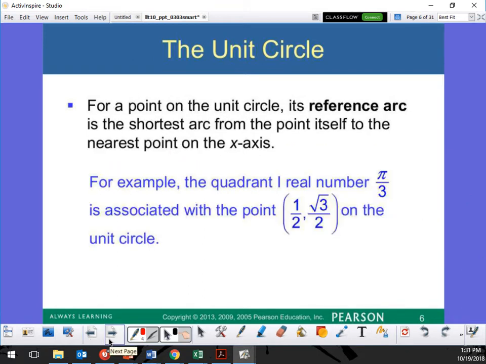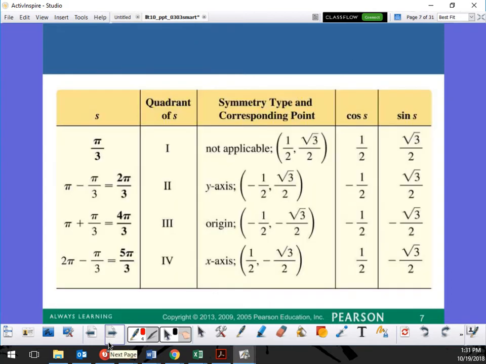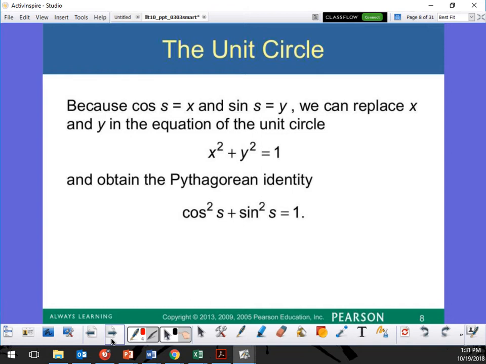All right, for a point on the unit circle, its reference arc is the shortest arc from the point itself to the nearest point on the x-axis. So, reference this here, I'll show you guys how. Okay, now, we actually used this identity already once.